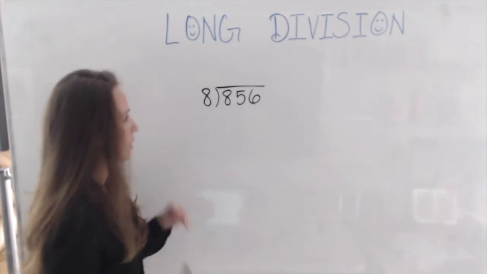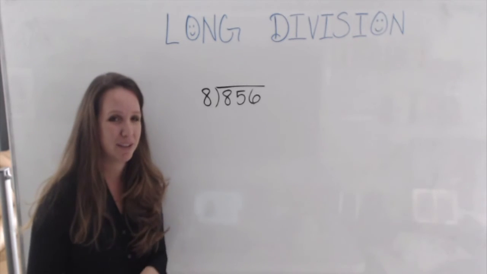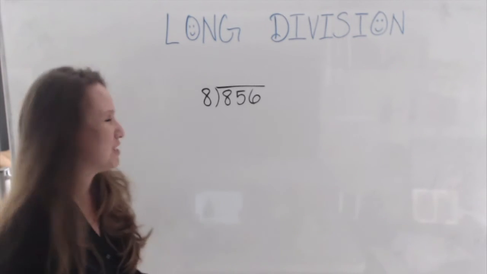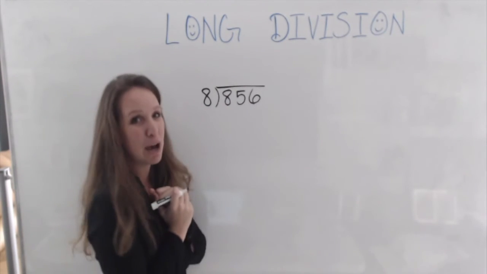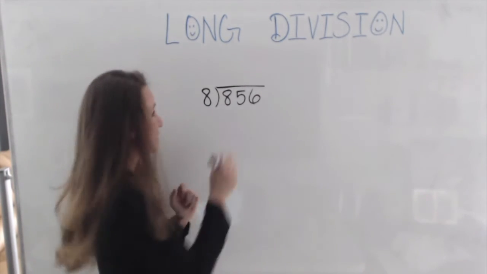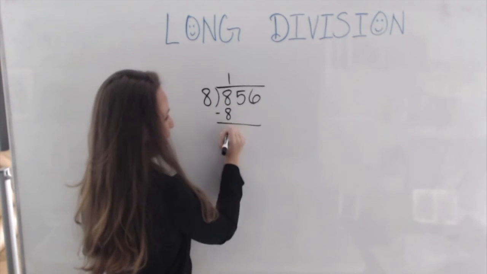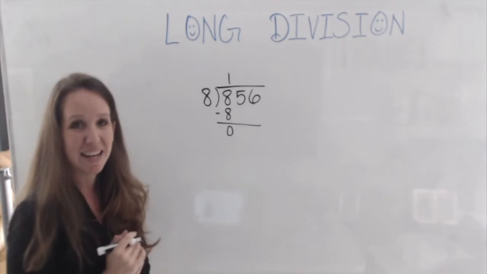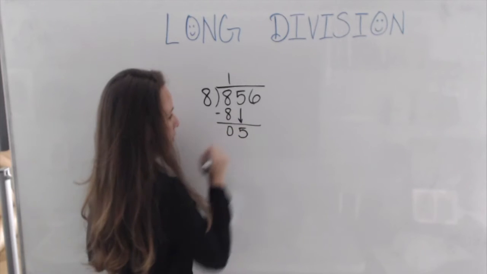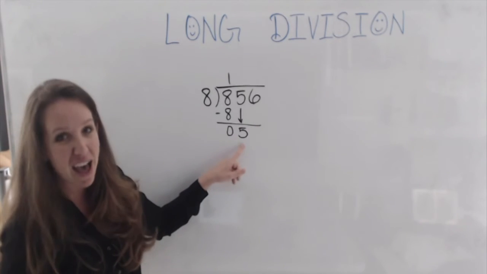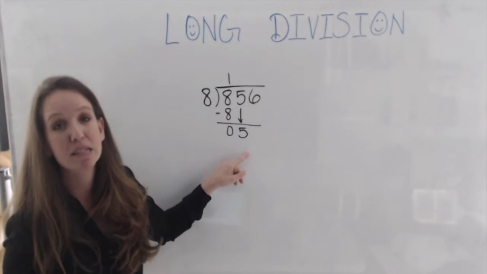856 divided by 8. Now, this is a challenging one. You'll see why in a second. Now, let's start in the beginning. 8 goes into 8 how many times? Once, perfectly. So we're going to subtract 8, and that's 0. Now, I bring down the 5. 8 goes into 5 how many times? It doesn't. It goes in 0 times.